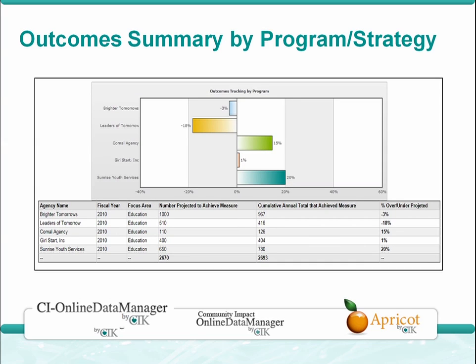Again, either at each quarter or at the end of the year, like this report, we can now very quickly see that Brighter Tomorrows said 1,000 kids would do better on their post-test, and 967 did better, so they were down 3%. That's probably within the margin of error. But the other agency, Leaders of Tomorrow, as you can see, was actually down 18%. So we may want to have some conversations with that agency about what they're doing, how we can improve what they're doing, maybe bring them together with the other three agencies that are successful, so that we can build that success as we move forward.